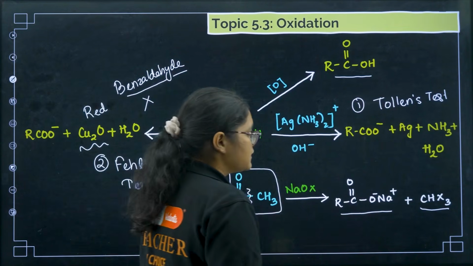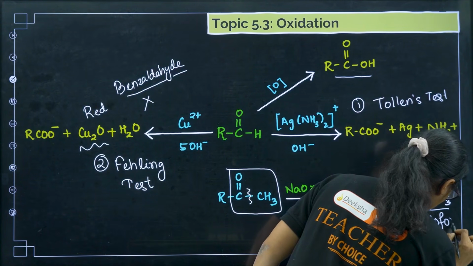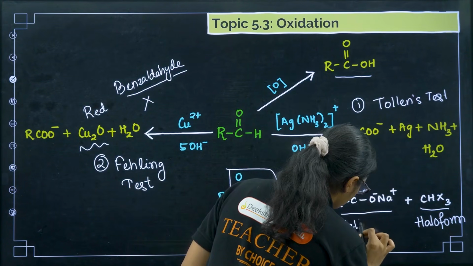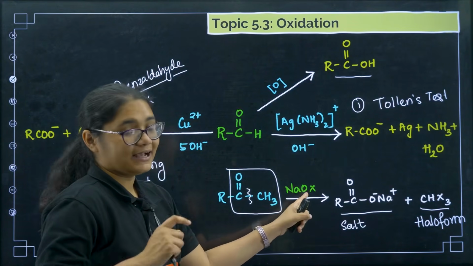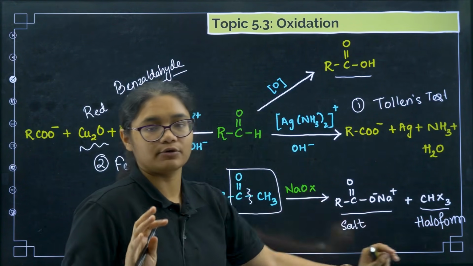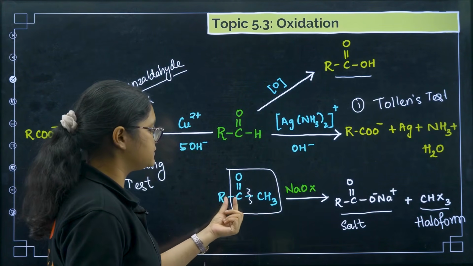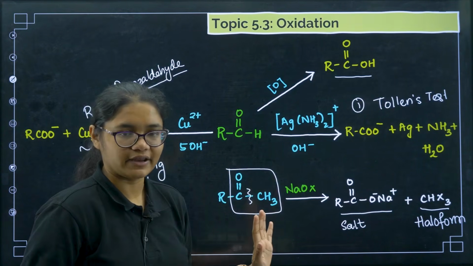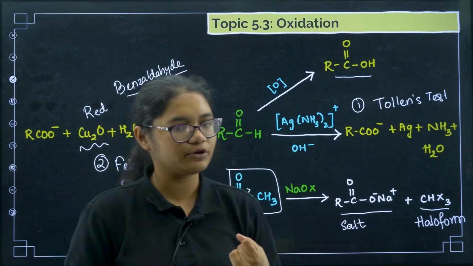This one is called haloform, and this one is called salt. Generally we take X as iodine, so we get a yellow precipitate of iodoform. This is only possible if you have this particular group CH3CO. If this group is not present, then you won't get this reaction. Clear? So now we are done with nucleophilic addition.